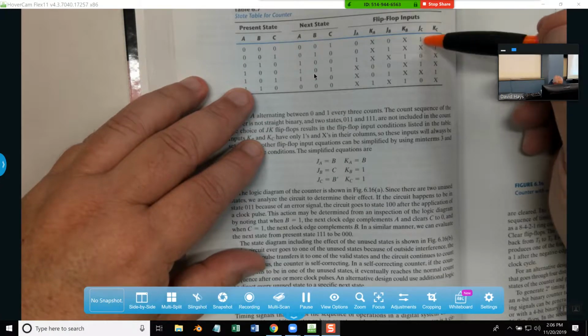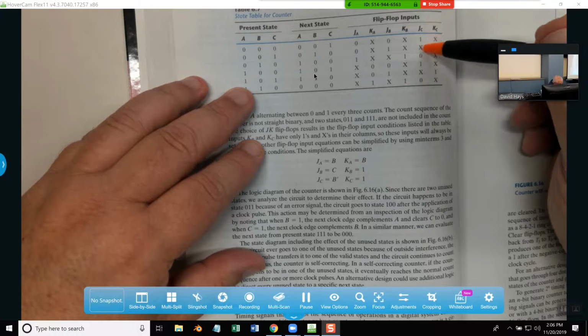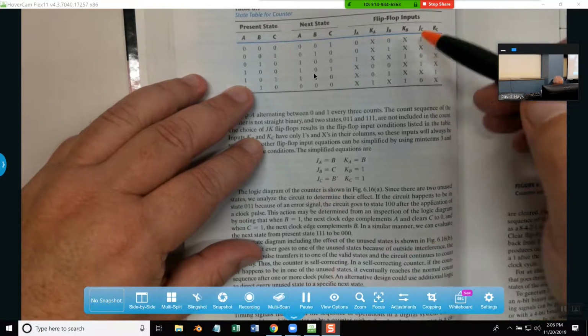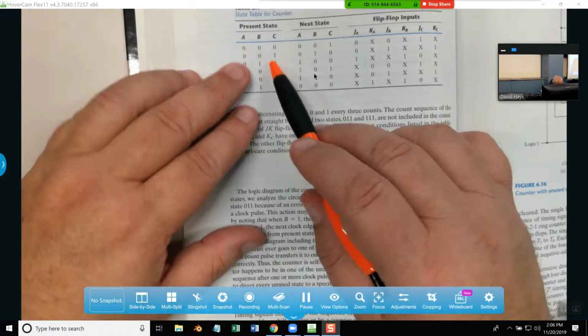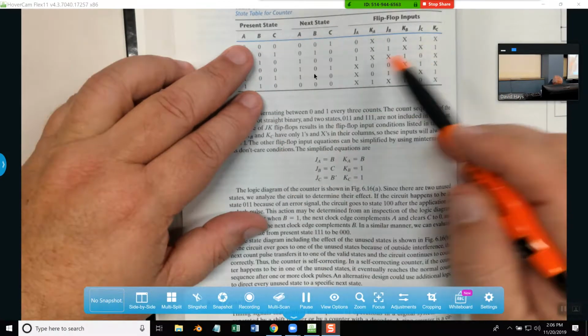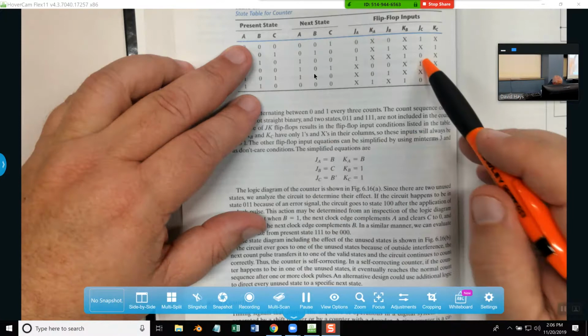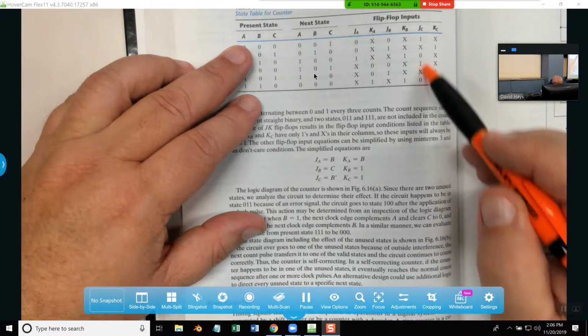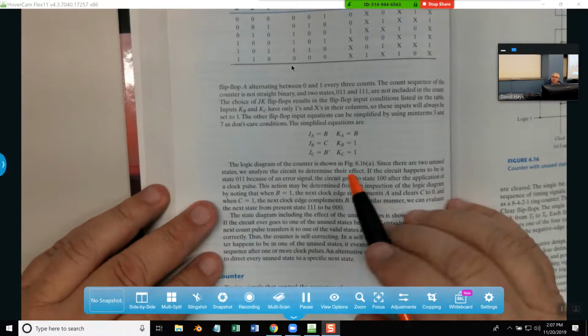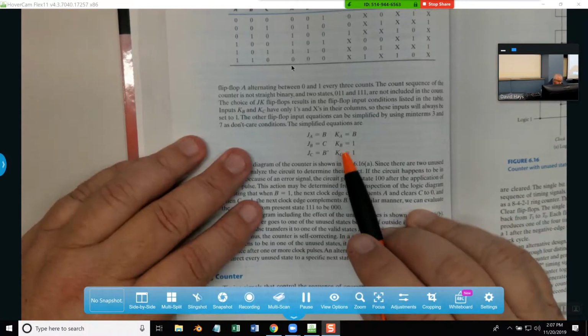Let's see. J sub C is equal to B prime. Is that true? B prime would be 1, 1, 0, 1, 1, 0, 1, 1, 0, 1, 1, 0. Sure enough, that's B prime. I didn't see that one. But these are simplified equations that can be seen relatively easily, except for B prime, directly from comparing this against your present state.